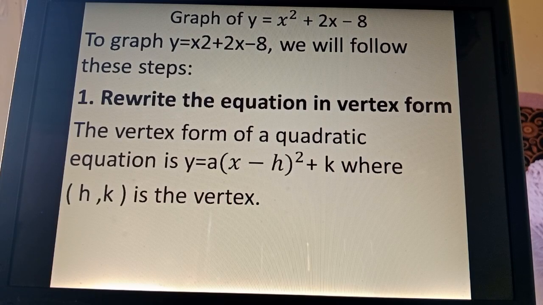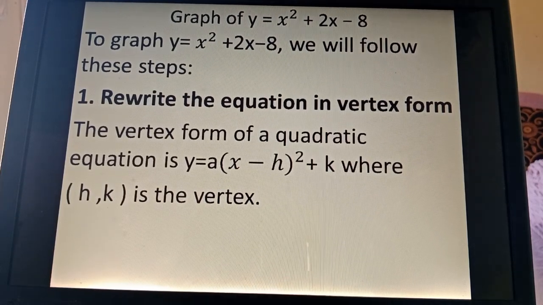Finally, our last equation, we are going to do graphical or the graphing. We want to graph a quadratic equation. So in graphing of the quadratic y equals x squared plus 2x minus 8, we will follow these steps.